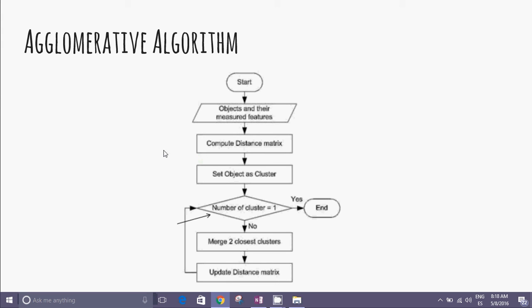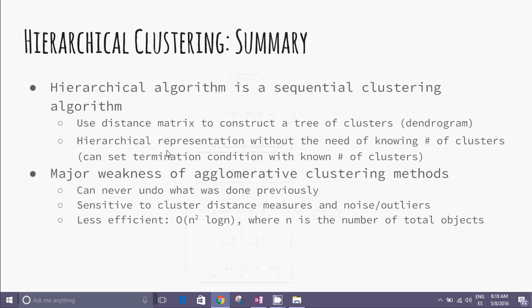We can see in 6.4.b a practical application of this flowchart. As a summary, we can see that the hierarchical algorithm is a sequential clustering algorithm using a distance matrix to construct a tree of clusters. Their graphical representation is a dendrogram.